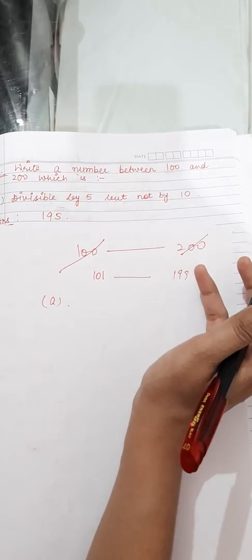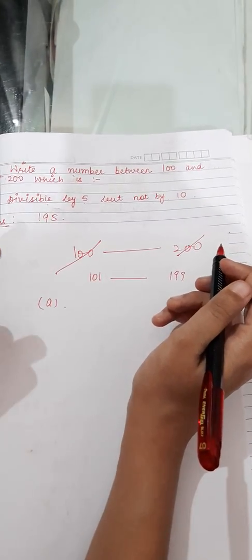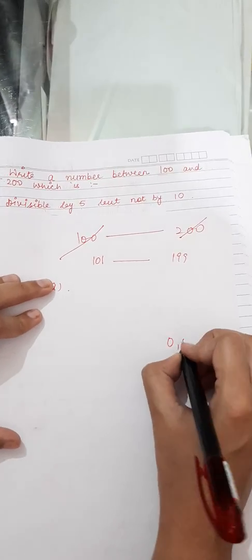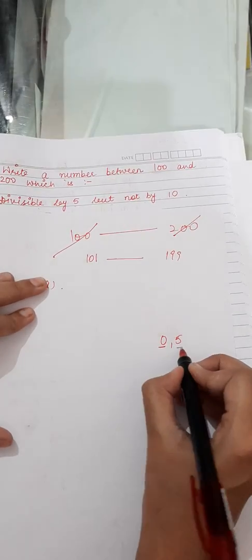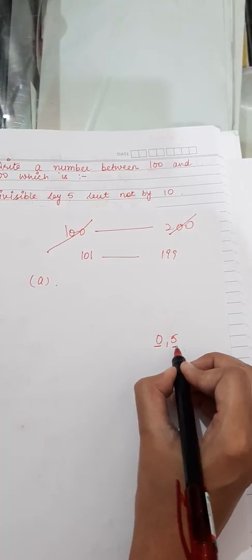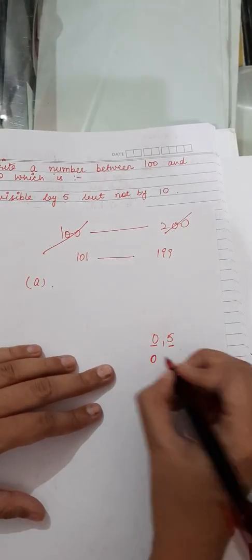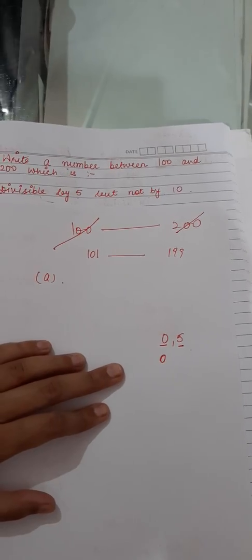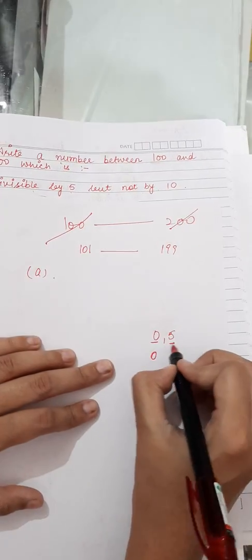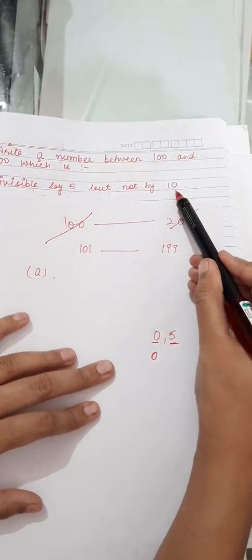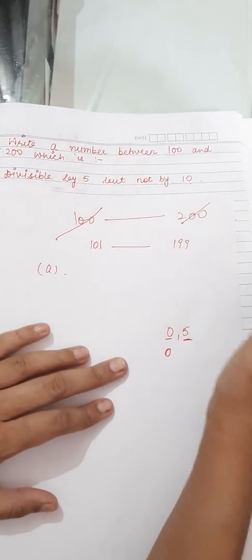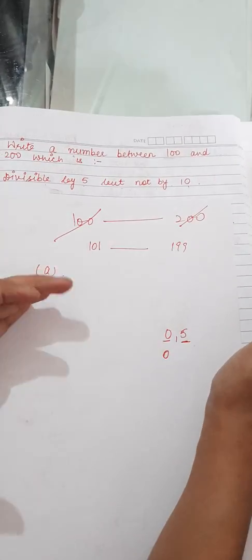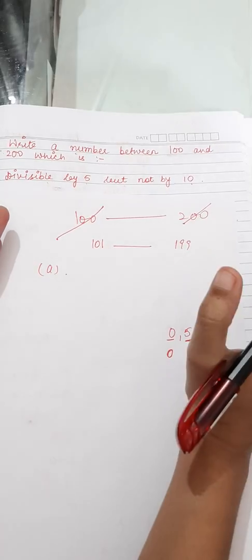For this you should know the divisibility rule of 5 and 10. For 5 you know that the last digit should be either 0 or 5. And for 10 you know that the last digit should be 0. So I am going to take a number which is divisible by 5, and if it is divisible by 5, it should not be divisible by 10. So you can take any number whose ones digit is not 0 but the ones digit should be 5.